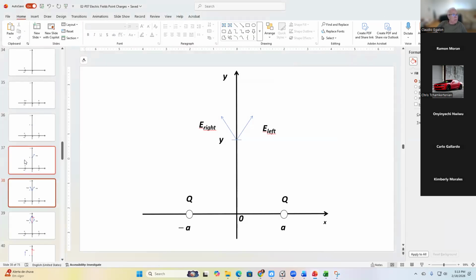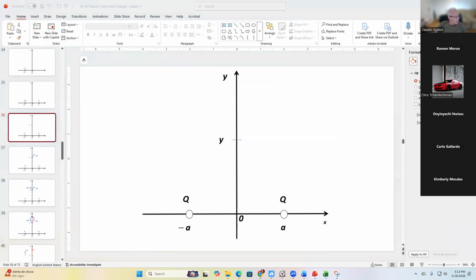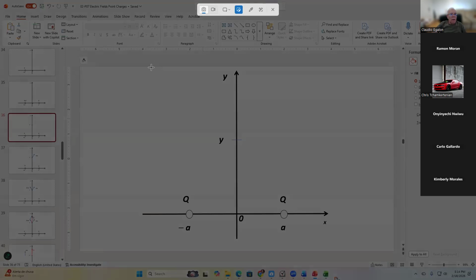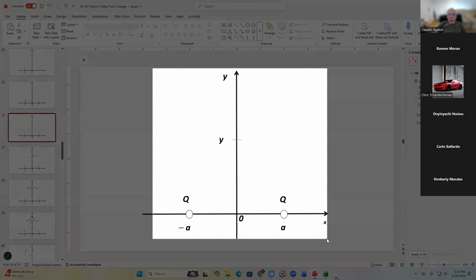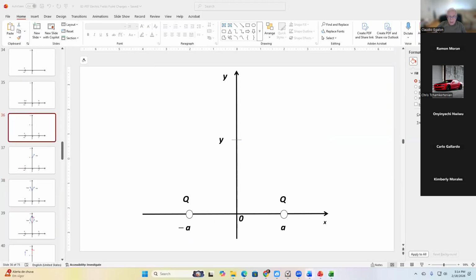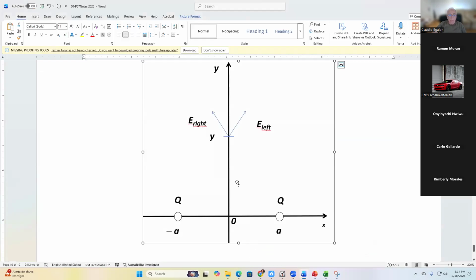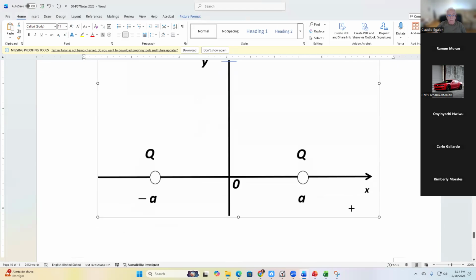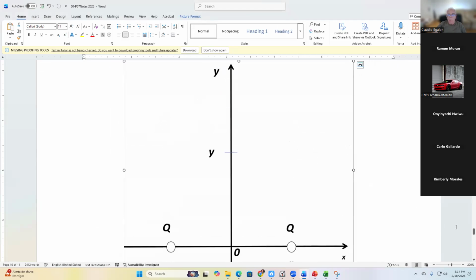Wait a minute, I don't want to copy this one. I want to copy this one here. Yeah, that one I want to copy. Let's do that again. Snipping. Copy only. Now, this one here. Okay.